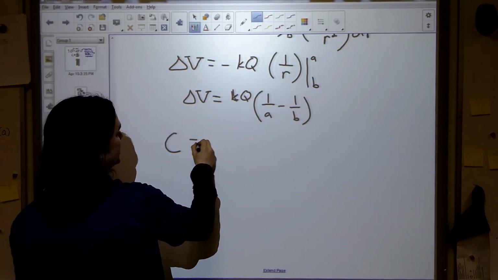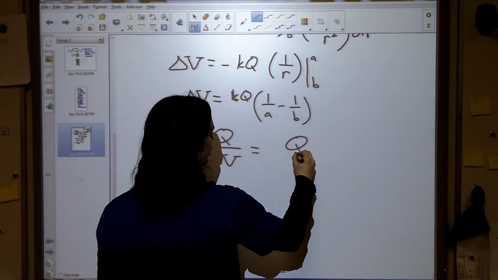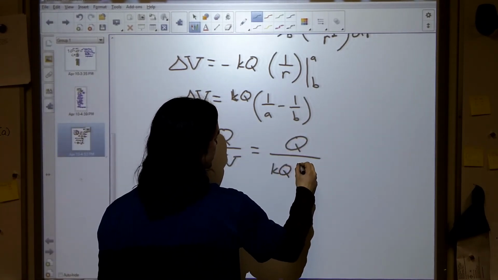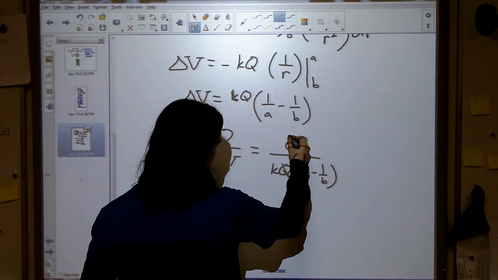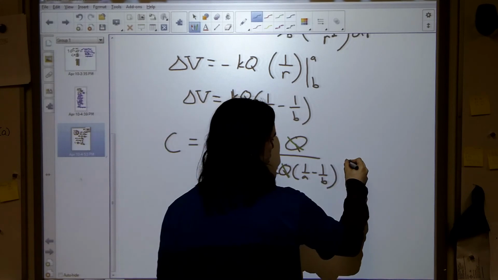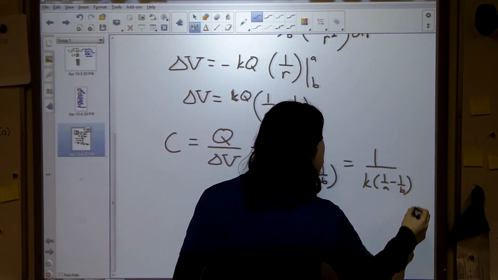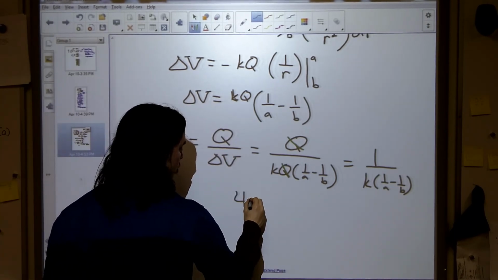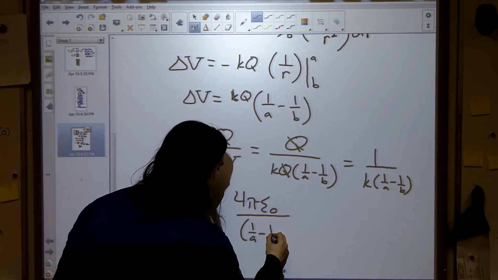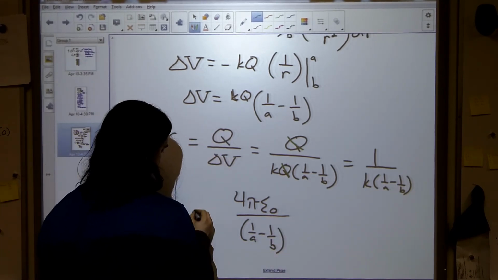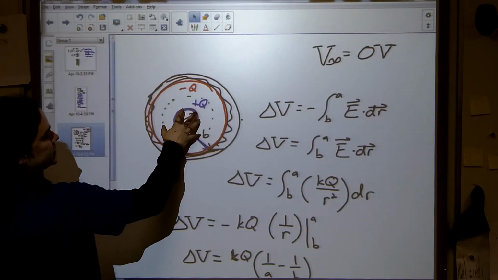So if I want to find the capacitance, which is Q divided by delta V, that'll be Q divided by KQ times 1 over A minus 1 over B. Our Q's actually cancel out, and we end up with 1 over K, 1 over A minus 1 over B. Or it could also be written as 4 pi epsilon naught over 1 over A minus 1 over B. Here's our capacitance of the nested structure here.